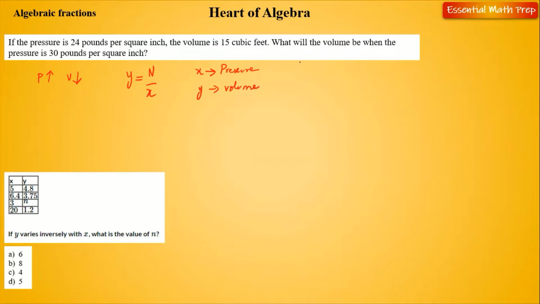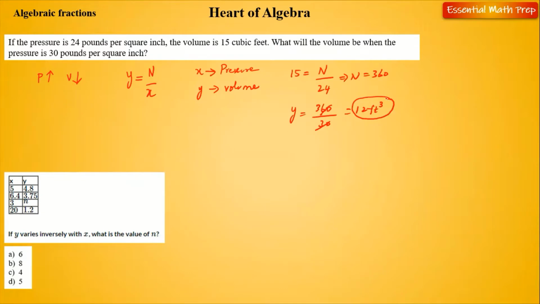So first we have to figure out our proportionality constant. When y is 15, that is when volume is 15, pressure was 24. So n would be 360. So what would be the new volume if the pressure had been increased to 30 pounds? That means y equals 360 over 30, which is 12 cubic feet. We will use the same logic for the second question.